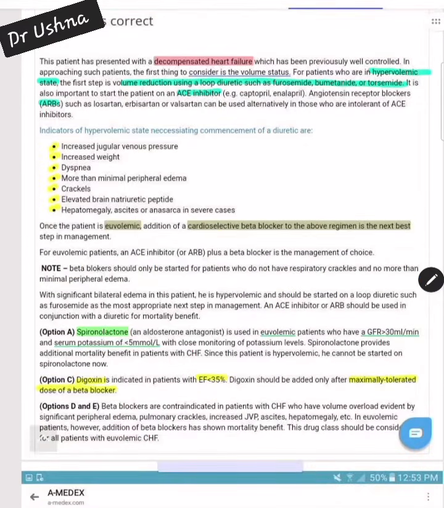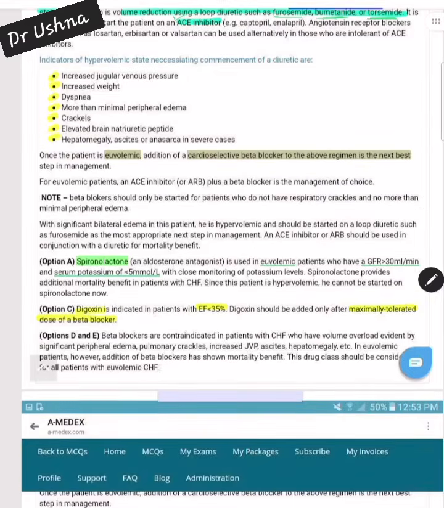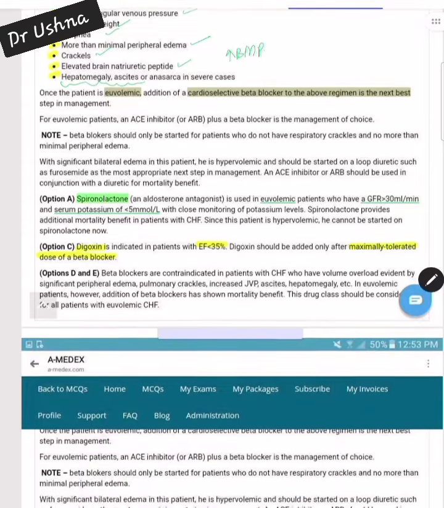Next comes decompensated heart failure. You have to look for the hypervolemic or the euvolemic state. A hypervolemic state is treated with furosemide, bumetanide, or torsemide, and the next step is ACE inhibitors or ARBs, which are cardioprotective medications. Hypervolemia can present as increased JVP, increased weight, dyspnea, minimal peripheral edema, crackles, and elevated BNP. This is an important clue for heart failure, along with hepatosplenomegaly, ascites, and anasarca.